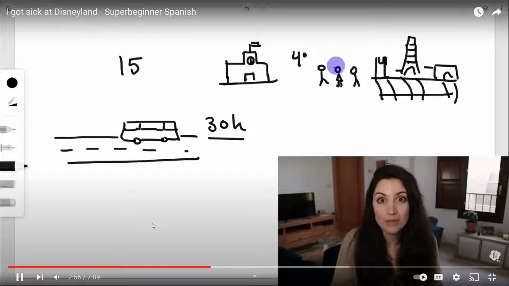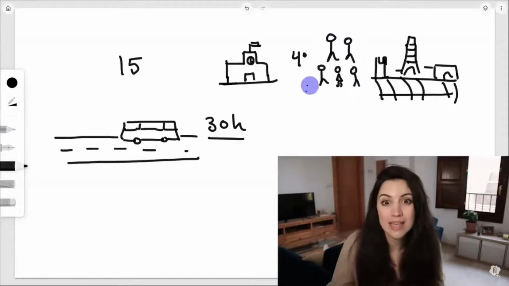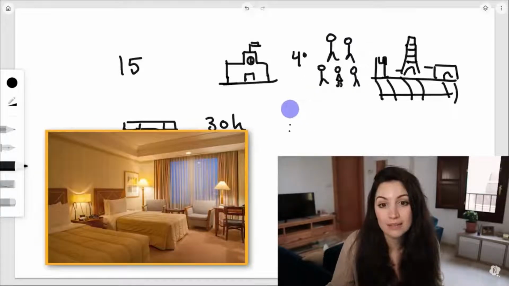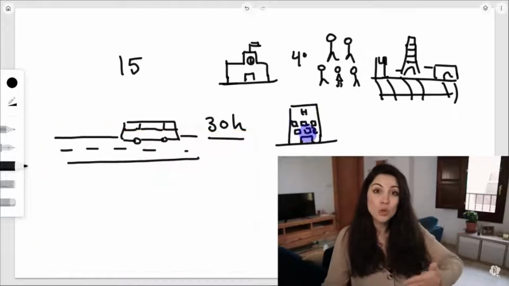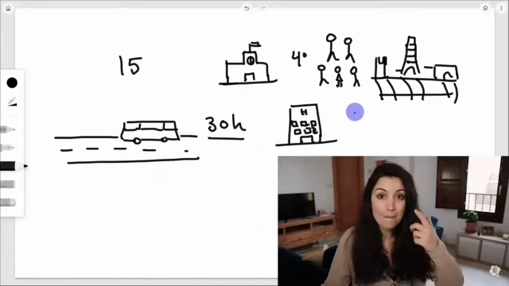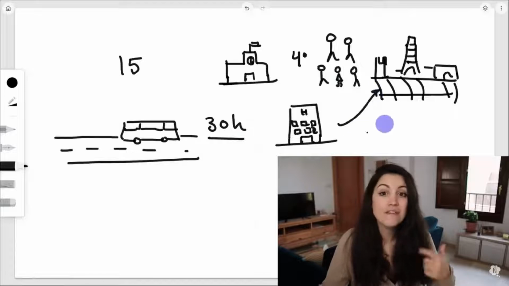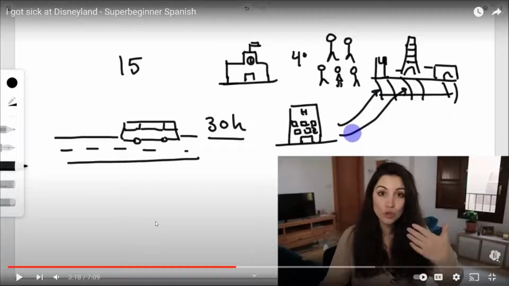Mis compañeros, mis profesores y yo nos quedamos en un hotel en París. We stayed there. Todos los días íbamos a visitar diferentes monumentos. We went to visit.